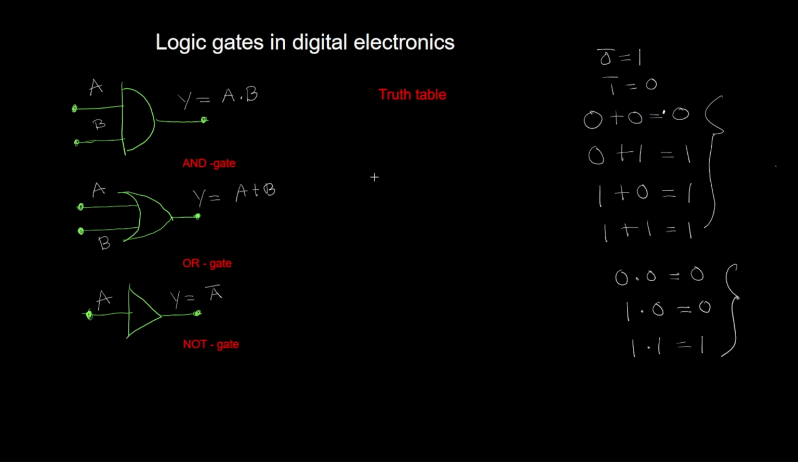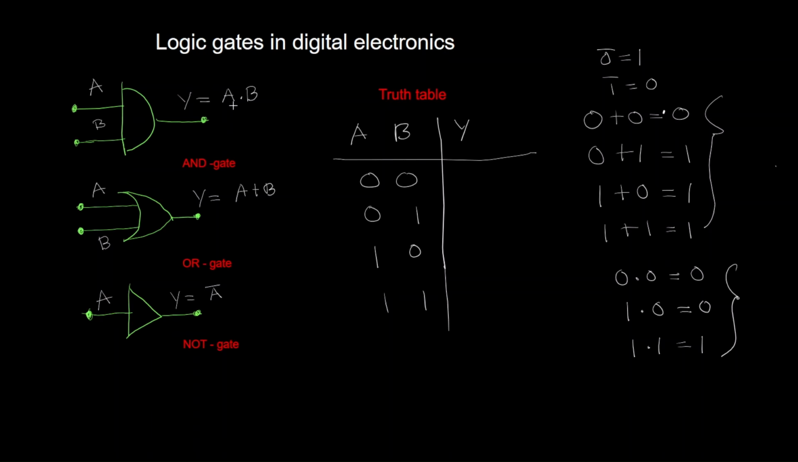Now come to the construction of the truth table for the AND gate. You can see for the AND gate there are two inputs, A and B, and we get Y as our output. As you can see, two variables are there, so the input combinations are 0 0, 0 1, 1 0, 1 1.